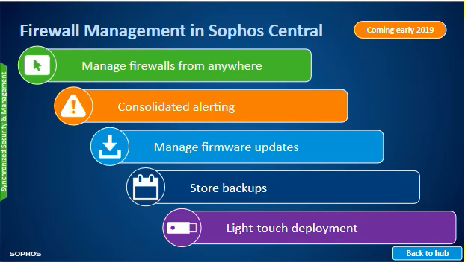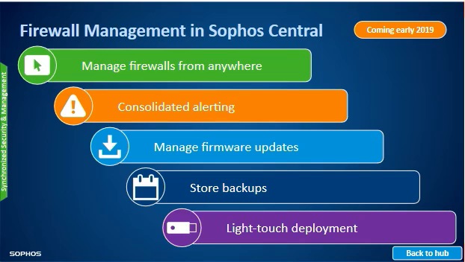XG firewall alerts will appear on the main Sophos Central dashboard, including connectivity alerts for interfaces and VPN, resource utilization, licensing notifications, and security events. You can manage firmware updates for XG Firewall from within Sophos Central, enabling an easy one-click update to the latest firmware. You have the option to store regularly scheduled backup files in Central automatically for safekeeping, along with easy and convenient access to your historic backup files should they be required.